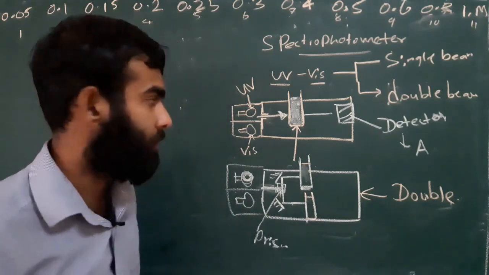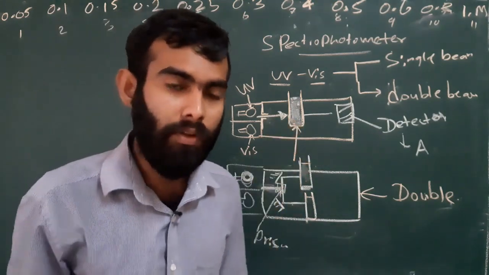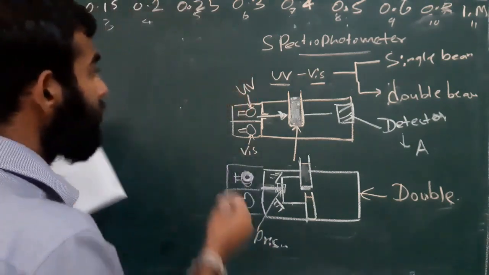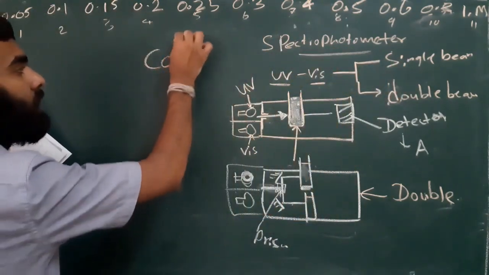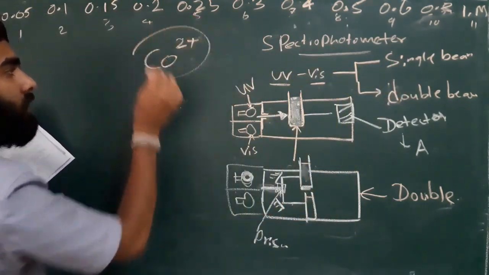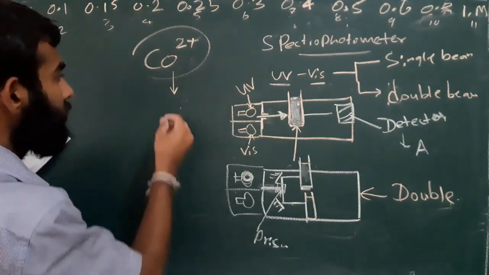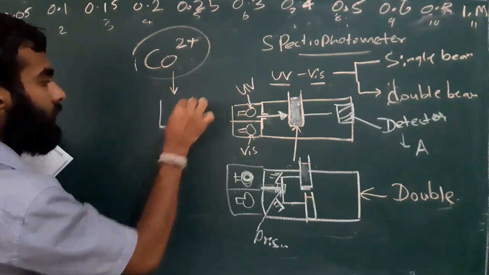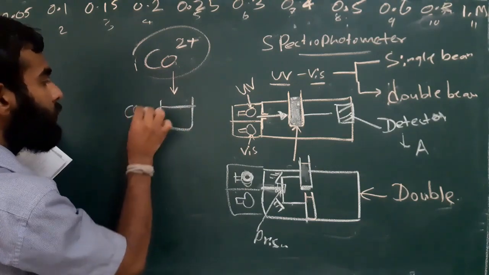What is the point? Here, there is a major disadvantage, because always we have to get the blank reading. For example, here we are talking about cobalt 2+. However, this solution is made from water. We dissolve cobalt ions in water. So this solution, if we consider the cobalt solution, contains cobalt 2+ and water.